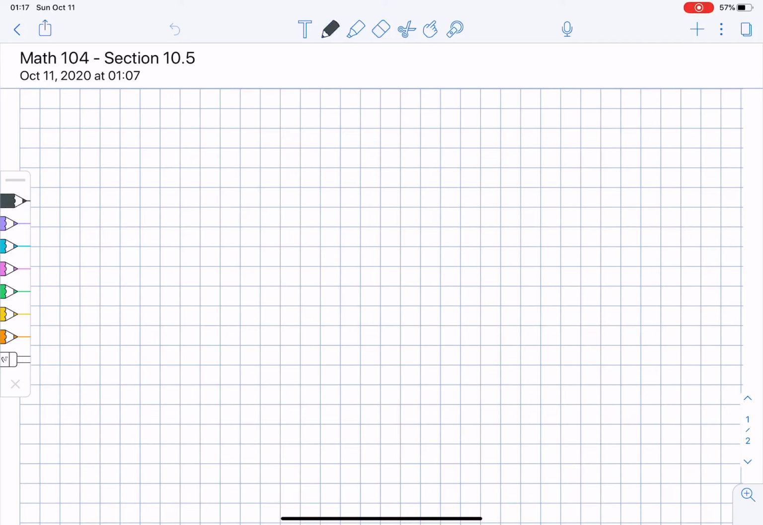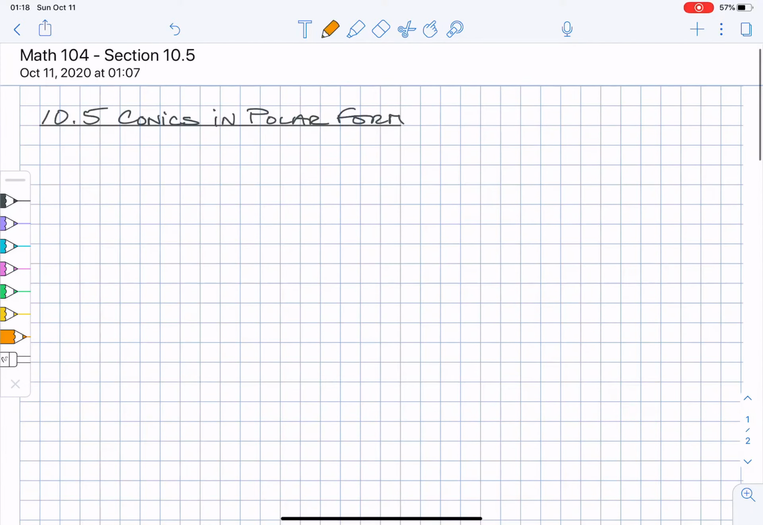Okay, so welcome to section 10.5, which is conics in polar form. Thank goodness, something finally where they're all easy now. Conics in polar form. So let's consider the following.